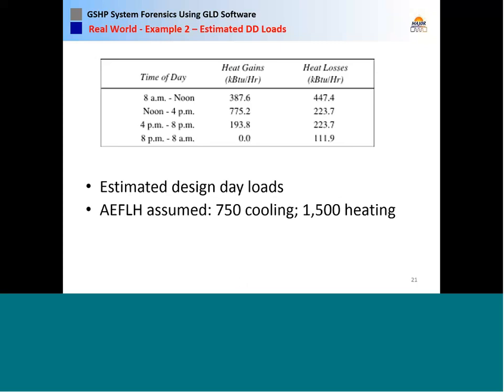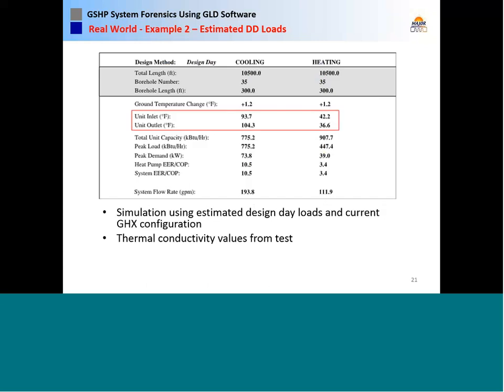So we rebuilt the loads as best we could without doing a full 8760 hourly, assumed 750 full load hours for cooling and 1500 for heating. And using GLD, we decided that, well, the ground loop might actually have enough: we had 35 holes, 300 foot deep, and we felt that the ground loop could potentially work.